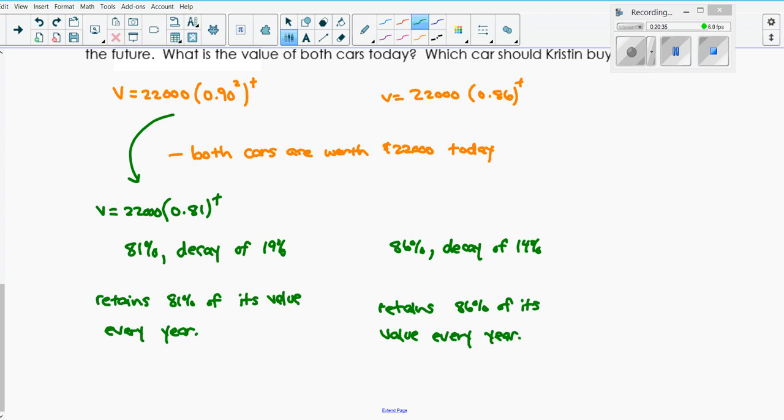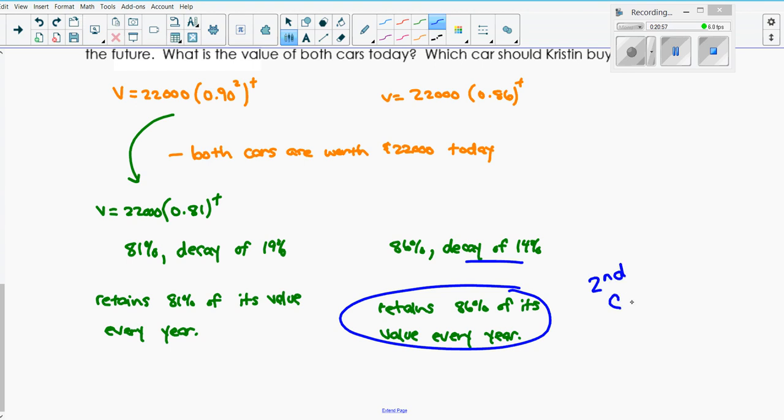Okay, so in terms of which one is going to be worth more money in the end, it's going to be retains 81%, retains 86%. So it's going to be this car because it retains more percent, or it has less decay. This one only decays 14% compared to this one decaying 19%. Okay, so I'm going to say the second car. So which car should she buy? The second one, if she wants it to be worth more money in the end.